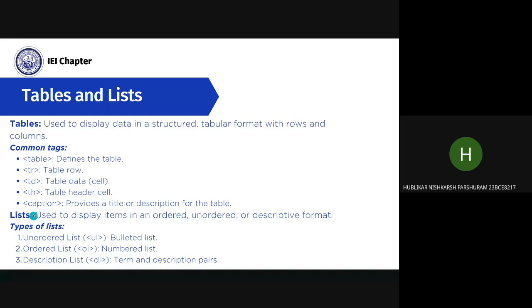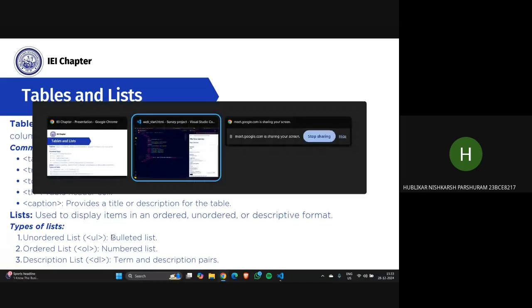And as I said, lists are of three types. Bulleted list, we call it unordered list. Numbered list, we call it ordered list. And if we want it in terms and description pairs, we can make use of the description list. Let's first see.